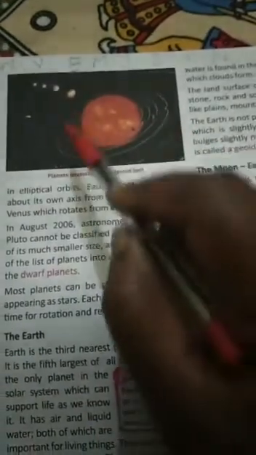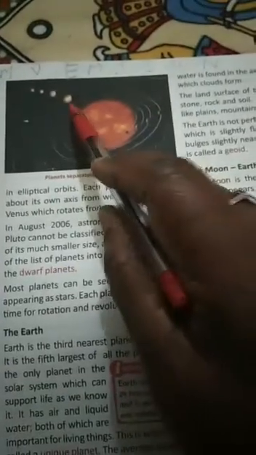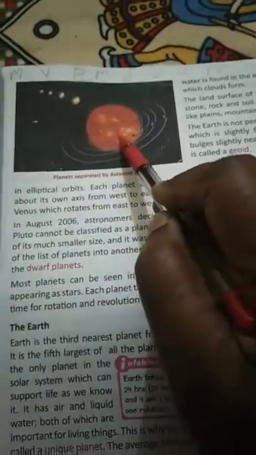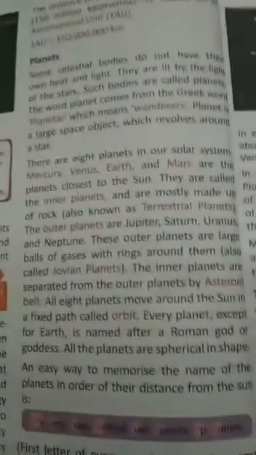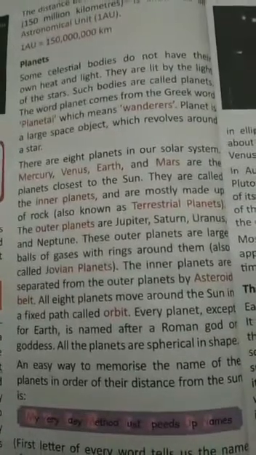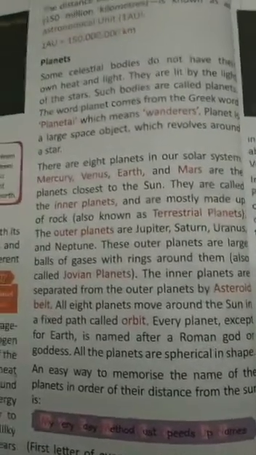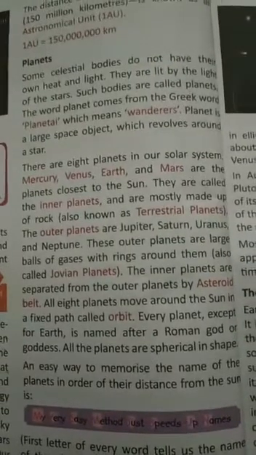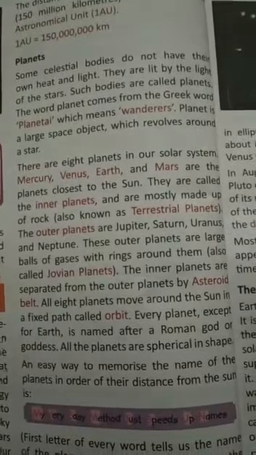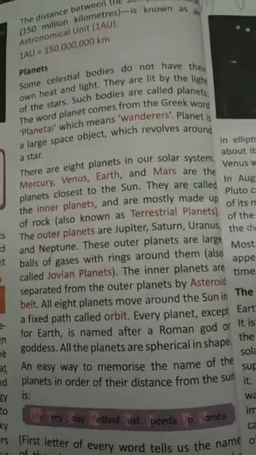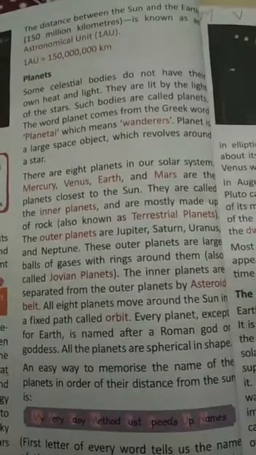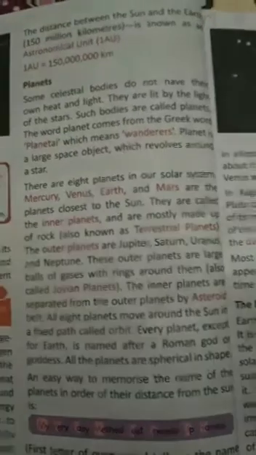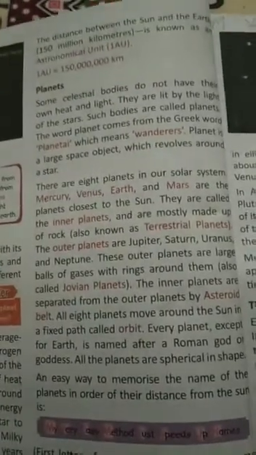These are the planets, and they do not have any light of their own, but they reflect the light of the sun. And so these planets, now another thing is that all these planets, Mercury, Venus, Earth, Mars, Jupiter, Saturn, Uranus, Neptune, they are all named after the Roman gods and goddesses.